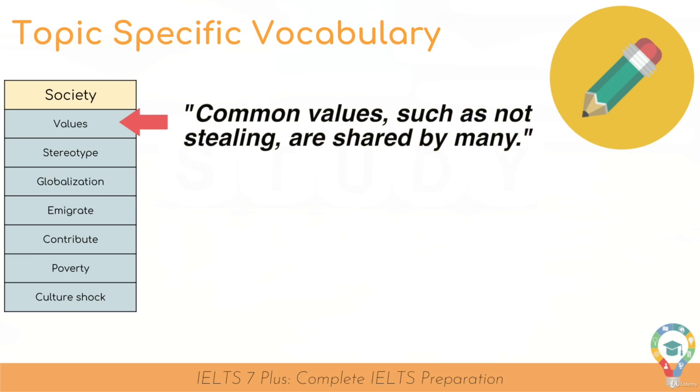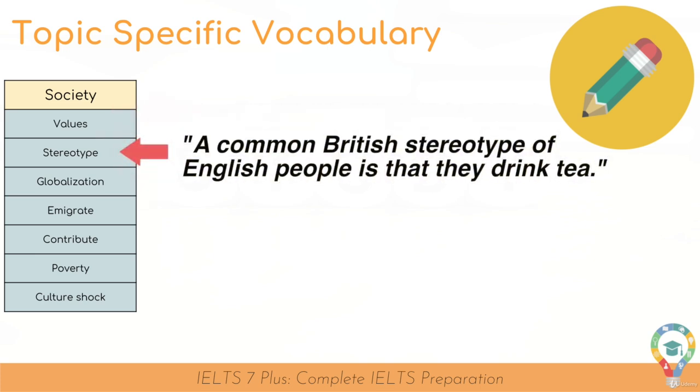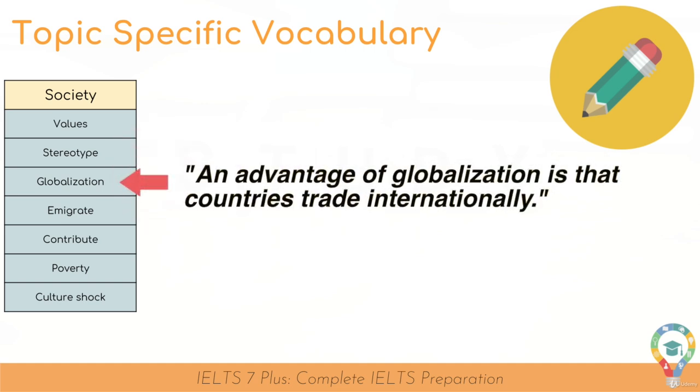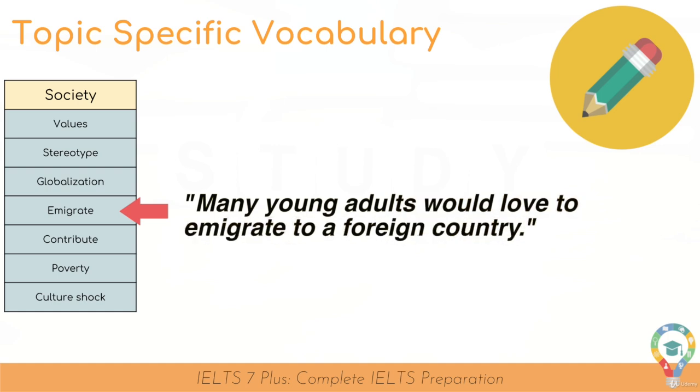Common values such as not stealing are shared by many. A common British stereotype of English people is that they drink tea. An advantage of globalization is that countries trade internationally. Many young adults would love to emigrate to a foreign country.